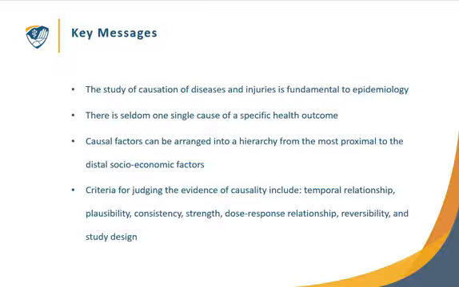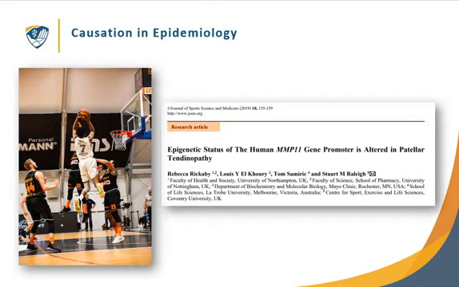Key messages from this chapter. Study of causation of diseases and injury is fundamental to epidemiology. Interestingly, there is seldom one single cause. Causal factors can be arranged into a hierarchy from the most proximal to the distal socioeconomic factors. Criteria for judging the evidence of causality include temporal relationship, plausibility, consistency, strength, dose-response relationships, reversibility, and study design.